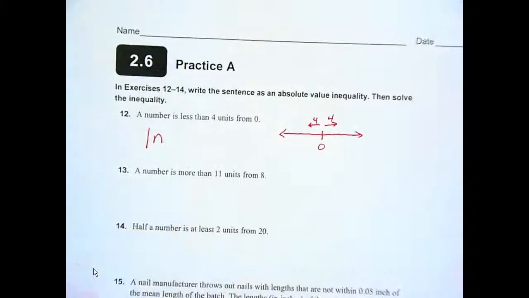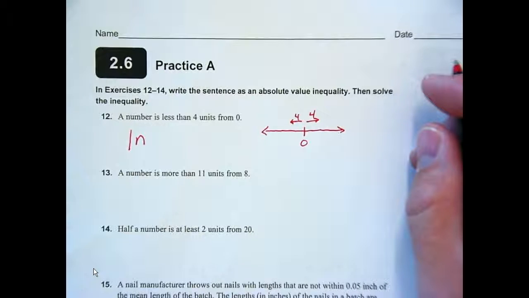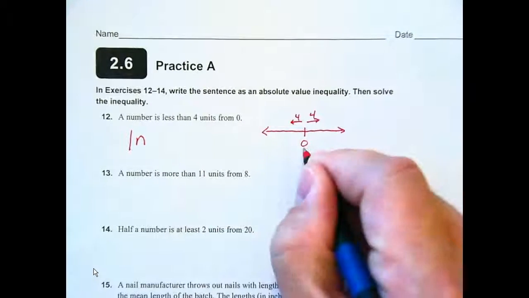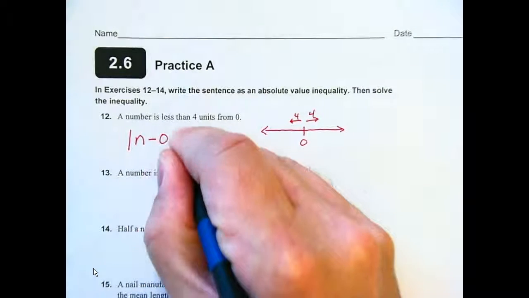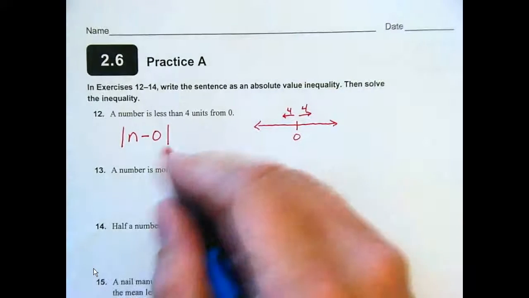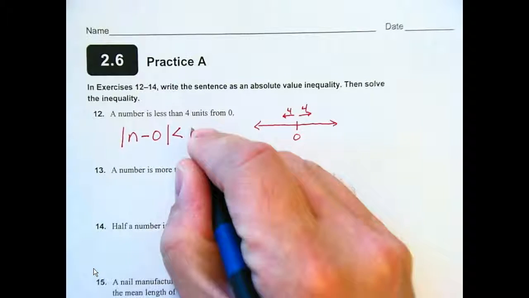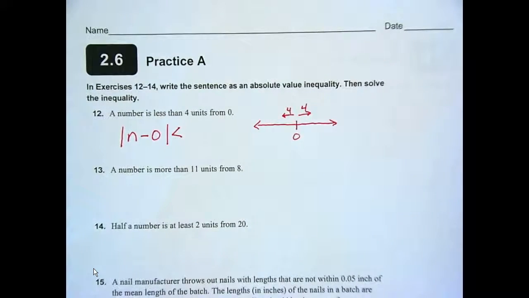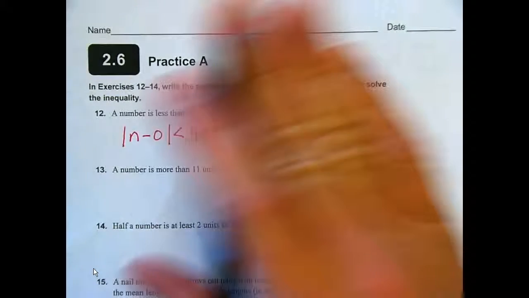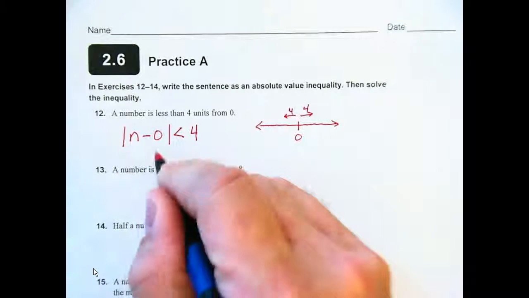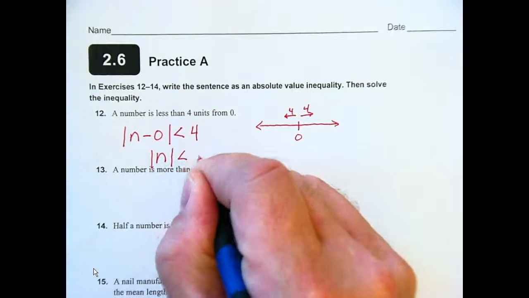Okay, so when you're writing that as an absolute value, if we use the letter n to represent the number, we'll call it the number n, and we're using 0 as our starting point. So n minus 0, that's where we're starting, is less than 4, because it's saying less than. Most of you recognize that n minus 0 is n. So if I did the math in there, I get the absolute value of n is less than 4.